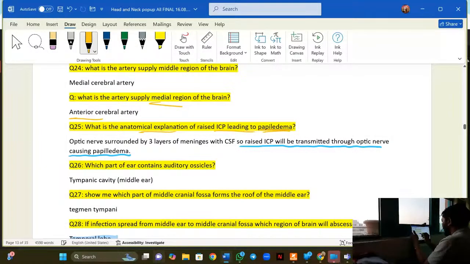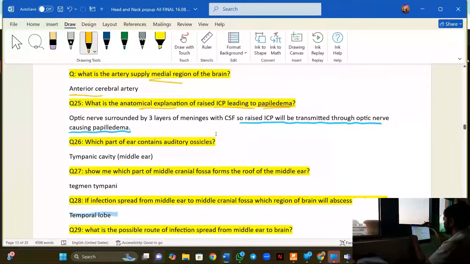Papilledema. Okay, I will try to read a little rapidly here. You can follow. What is the anatomical explanation of raised ICP leading to papilledema? It is transmitted through the optic nerve and can cause papilledema.